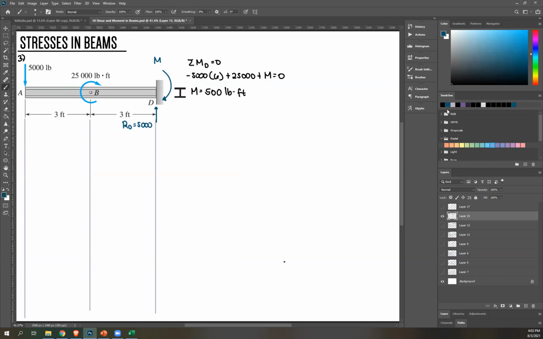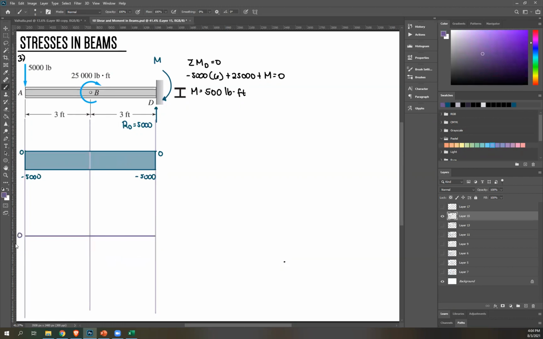Okay, now let's do the shear diagram. Downward force, so go downward, 5,000. There's no applied force in between, so just go straight. There's an upward reaction, so go up. So this is still 5,000, negative 5,000 plus positive 5,000, you'll get 0. So once again, shear diagram, pretty easy. That's it. Next, moment diagram.